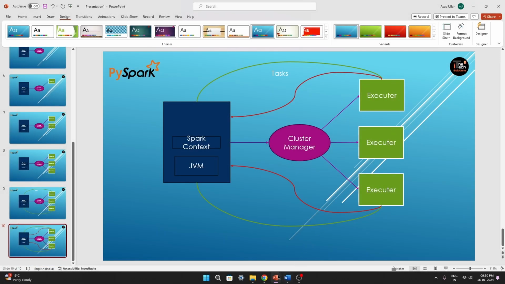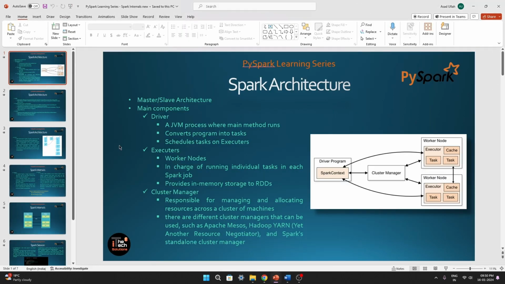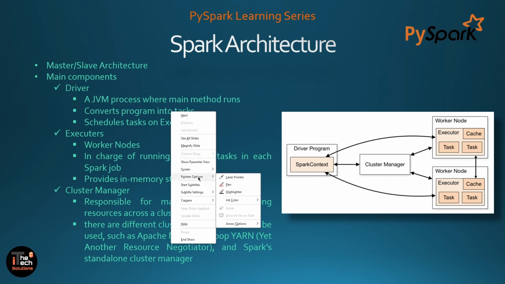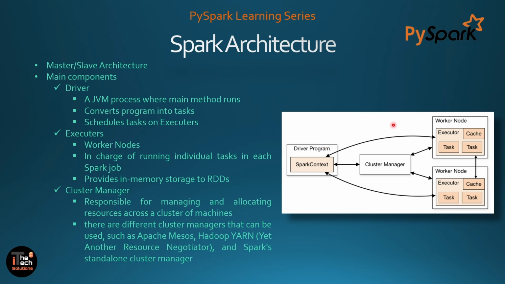Now we will see the different concepts of Spark one by one. So this is the Spark architecture, as we have just seen. It is a master slave architecture. It converts the program into tasks, and all these tasks are sent to the executors. In the executors, these tasks are performed and saved in the memory for each of these worker nodes. Then when it performs the action, the worker nodes send back the combined result to the driver program.